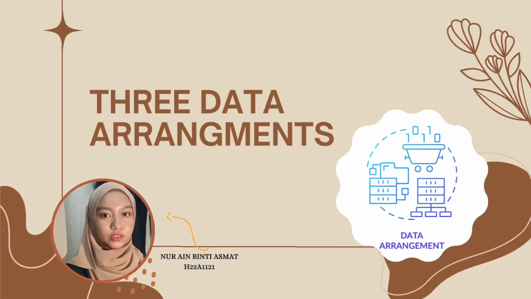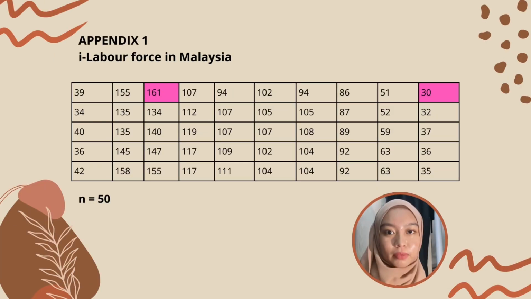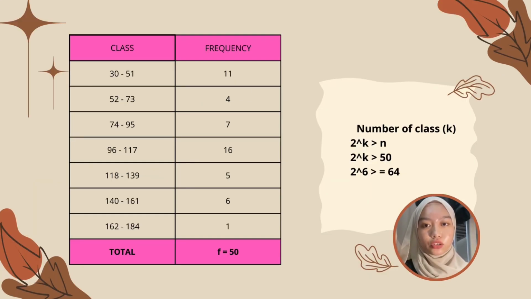Hi, Assalamualaikum. Today, I want to explain the data arrangement. The data is randomly from Appendix 1. We have chosen 50 samples, which is n equal to 50. Table 1 shows the frequency distribution.